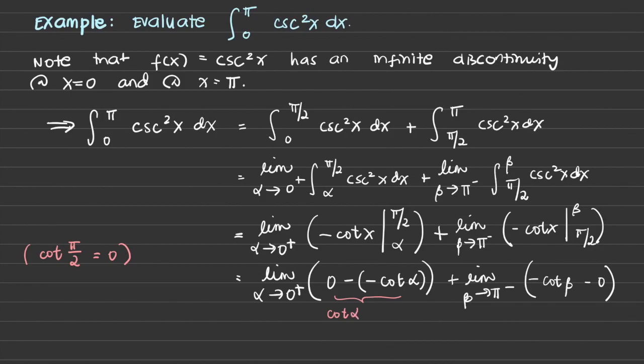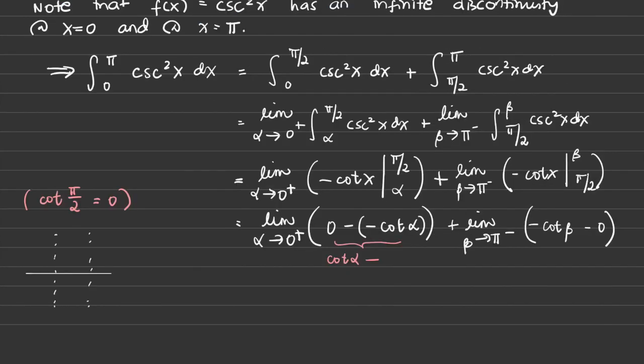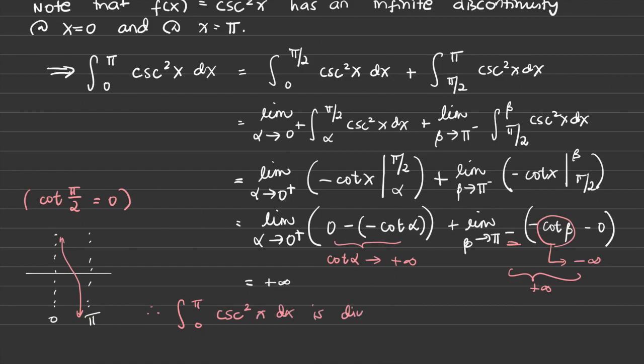So, the first term, cotangent alpha, where does this go as alpha goes to 0 from the right? So, let's recall the graph of cotangent: as alpha approaches 0 from the right, the graph of cotangent alpha goes to positive infinity. And then, the next, you have cotangent beta as beta goes to pi from the left, it goes to negative infinity, then you have a negative outside, so it also goes to positive infinity. So the whole thing will go to positive infinity. So therefore, we have that the integral from 0 to pi of cosecant squared dx is divergent.